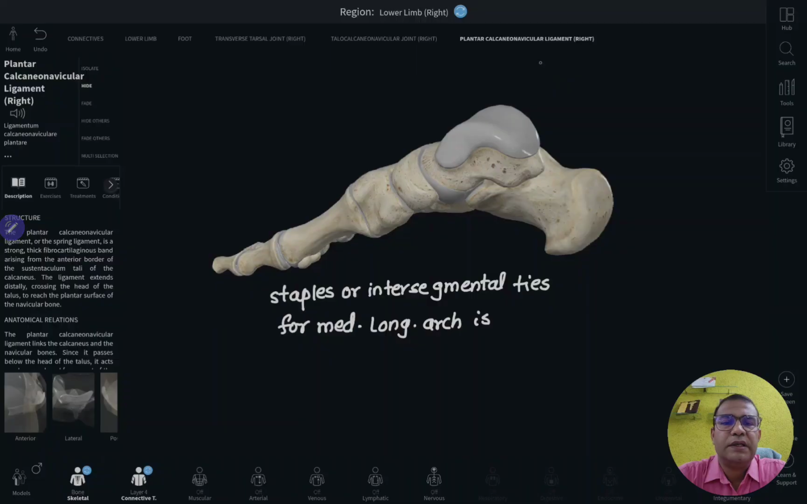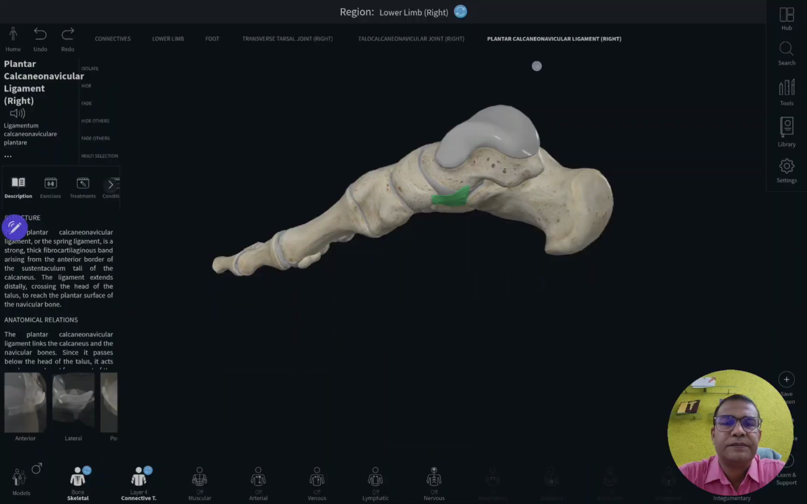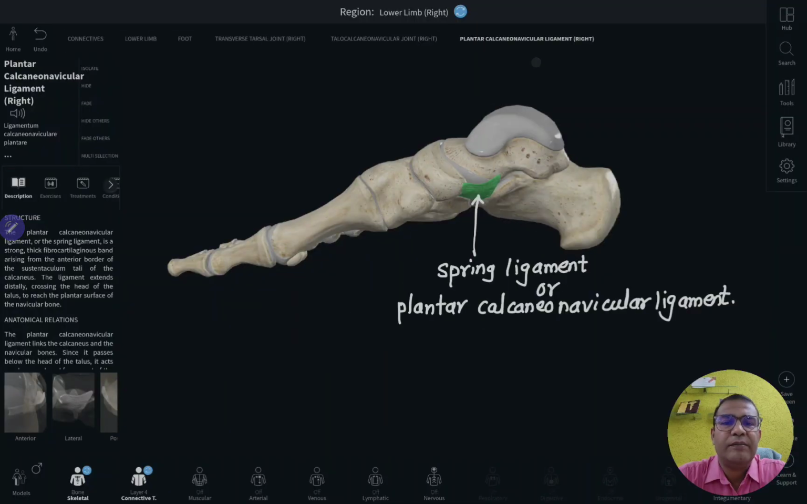Now, what are the staples or intersegmental ties for medial longitudinal arch? These are mainly the spring ligament, which is plantar calcaneo-navicular ligament. It is a very important ligament which supports the head of talus, and it is a unique joint made up of three bones. In this, the navicular and calcaneum form a socket, whereas the head of talus forms a ball, and the socket is completed by the spring ligament. So this is a spring ligament supporting medial longitudinal arch.